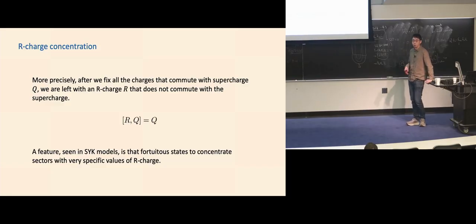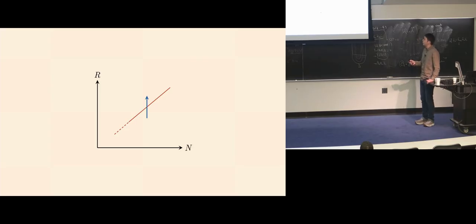Now, a feature that is seen in SYK models, but we also expect to hold more generally because it follows from the super-Schwarzian theory, is that fortuitous states seem to concentrate in sectors with very specific values of R charge. Namely, if we fix N, the particular number of degrees of freedom in our theory, then the fortuitous states would carry a particular value of R charge that depends on N. I like to represent it in terms of this two-dimensional plot of the R charge as a function of N. And the statement, at least as seen in many toy models, is that only along some red line, where R is a non-trivial function of N, do the BPS states reside.